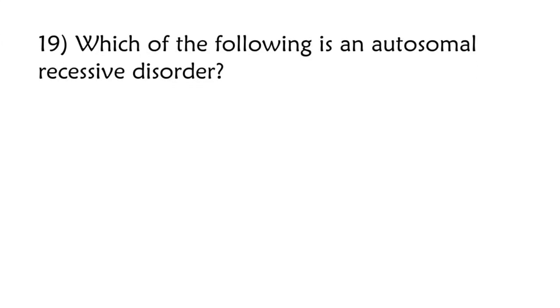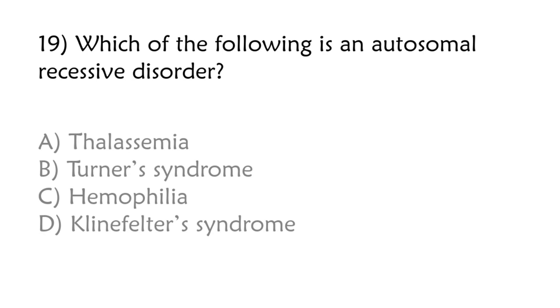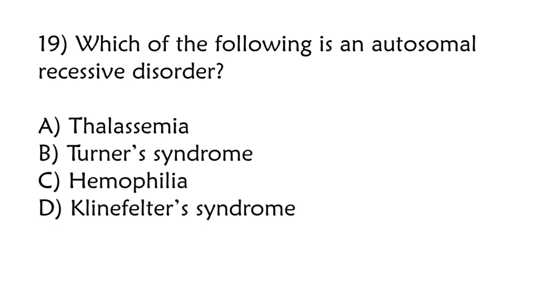Which of the following is an autosomal recessive disorder? Thalassemia, Turner syndrome, hemophilia, Klinefelter syndrome. Correct answer is option A, thalassemia.